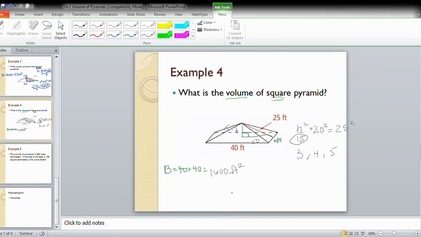And then we simply plug that into our volume formula. So we have big B, 1,600, times our height, which is 15, all divided by 3. 1,600 times 15, all divided by 3. We get 8,000 cubic feet. Okay. So again, if you can do the volume of a prism, you can do a pyramid. You just got to divide it by 3. All right, let's try one more. Make sure we've figured this out.